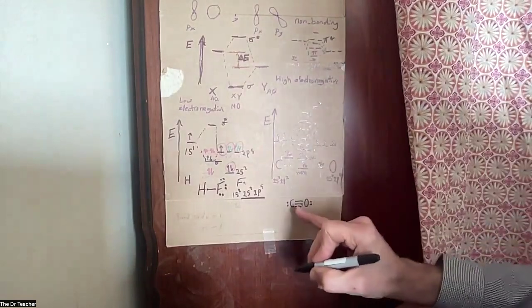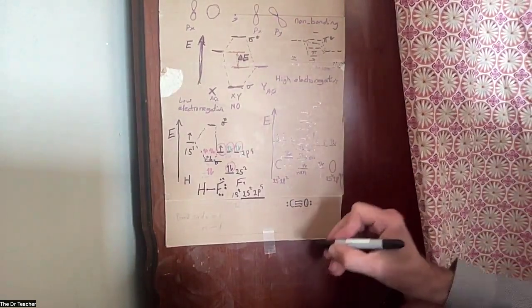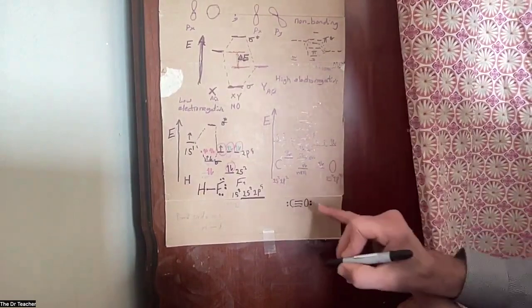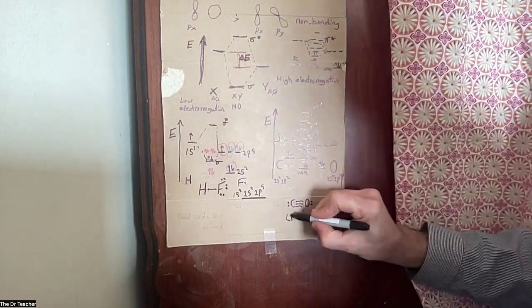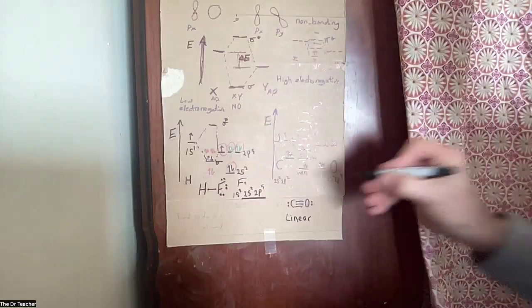So I have a triple bond, the bond order here is triple for the carbon monoxide, and I have 2 lone pairs, one belonging to the oxygen and the other one to the carbon. So as you see now, this is the energy level diagram for the CO, and it is linear. So this is a linear Lewis structure using dots.